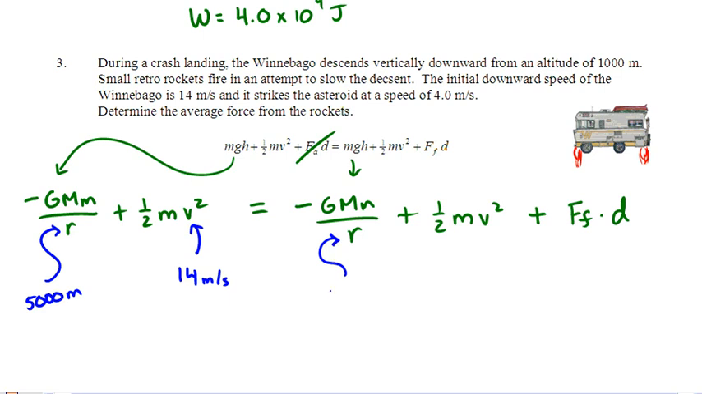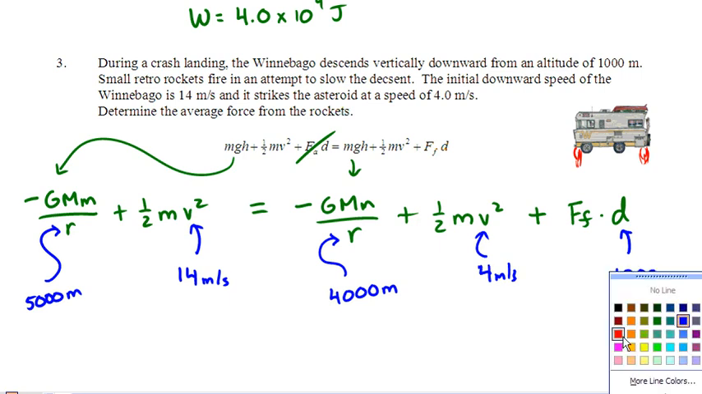Well, you're not at 0. You're still 4,000 meters away from the center. You're going to touch down with a v that's apparently 4 meters per second. And the d is actually how far you've displaced, how far you've gone. So you've gone from 5,000 from the center to 4,000 from the center. You have actually gone down 1,000 meters.